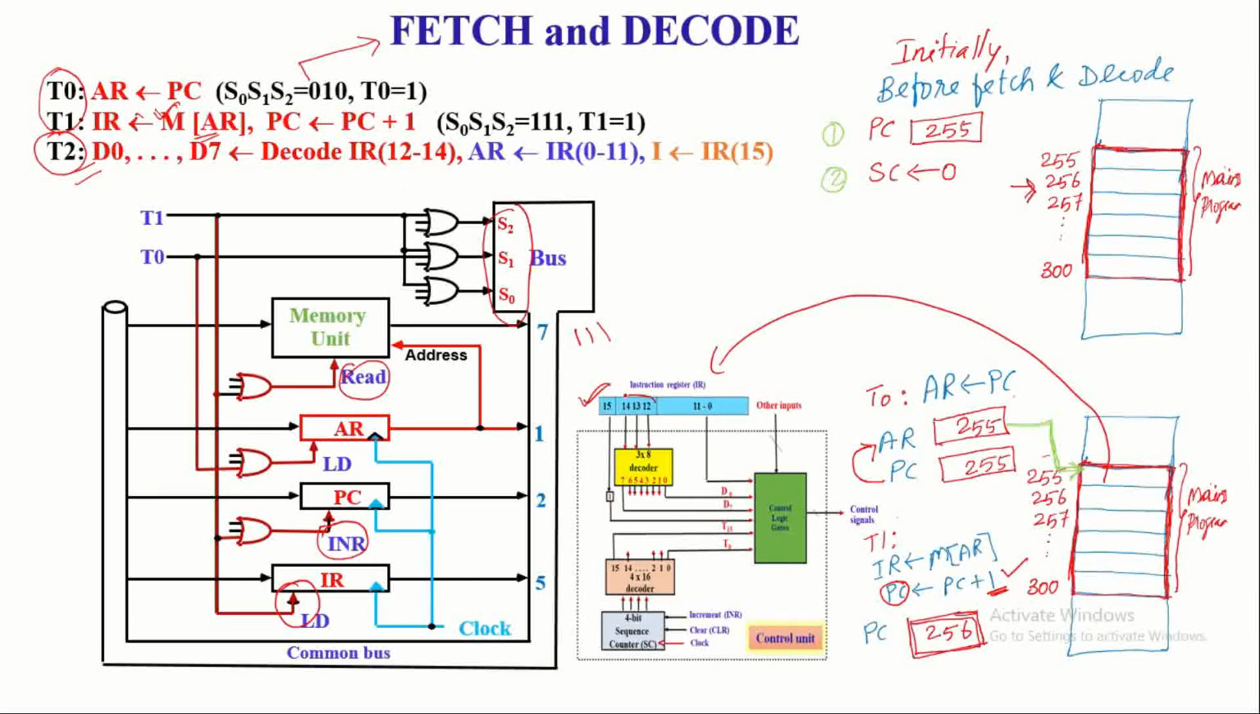The opcode part of the instruction, that is bits 12 to 14 of the instruction, needs to be decoded by the 3 by 8 decoder. Once it is decoded, it will activate the output lines D0 to D7. Any one of the output lines will be active. Then bits 0 to 11 of the instruction are sent to the address register, and the 15th bit of the instruction register is sent to the I flip flop. So like this, the decode phase of an instruction cycle is performed.